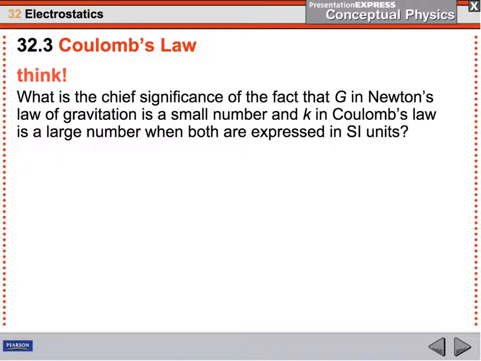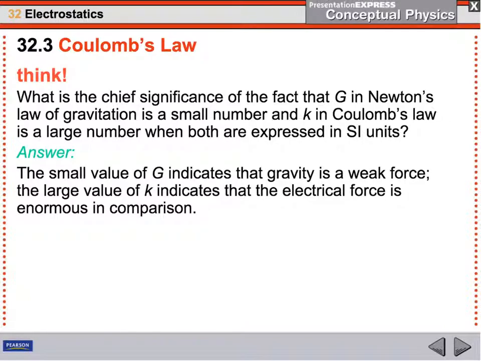What is the chief significance of the fact that G in Newton's law of gravitation is a small number and k in Coulomb's law is a large number when both are expressed in SI units? The small value of G indicates that gravity is a weak force. The large value of k indicates that electrical force is enormous in comparison. So electrical forces are stronger than gravitational forces.